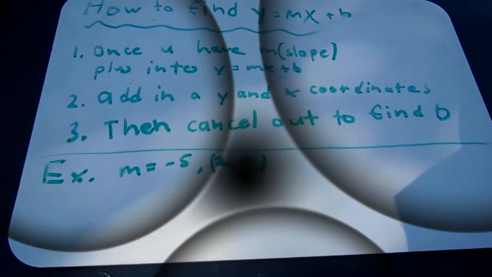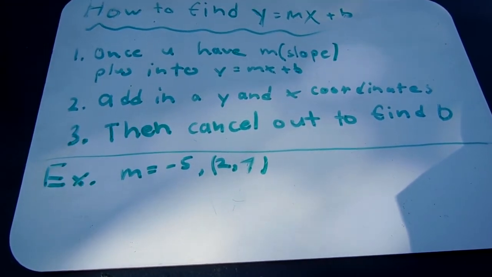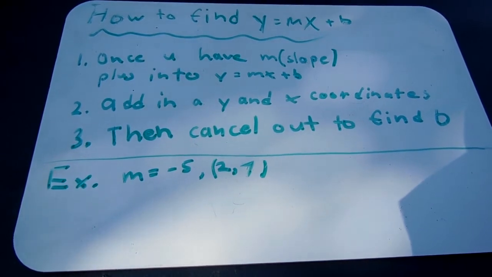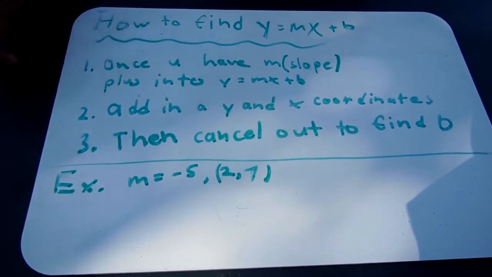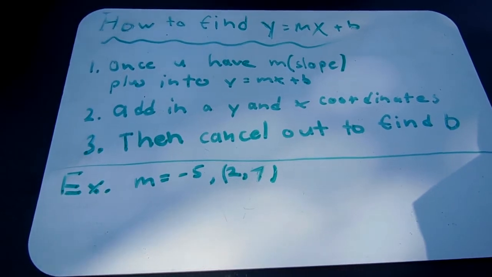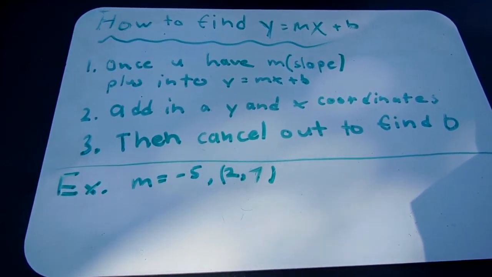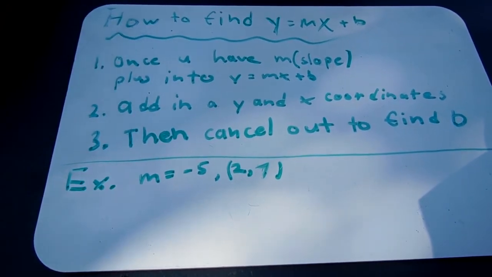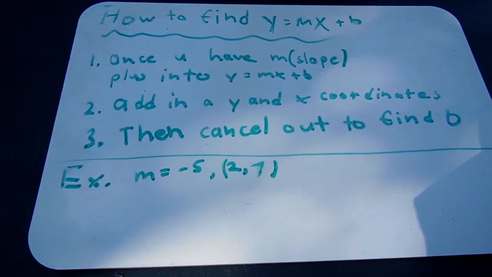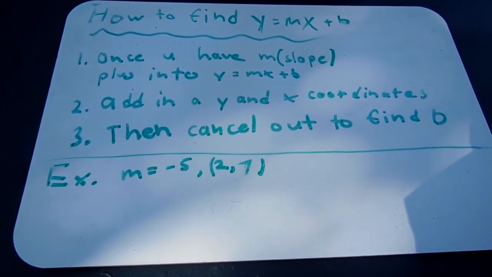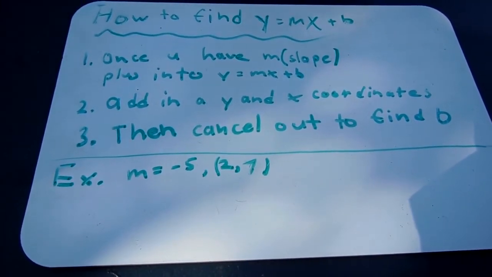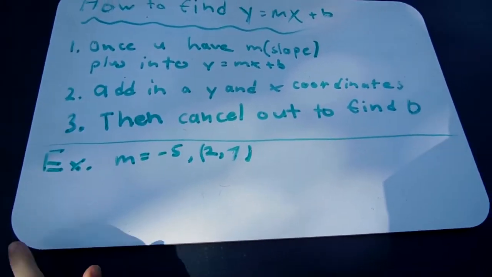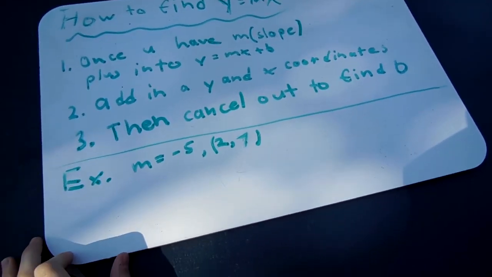So, this is how to solve an equation with y equals mx plus b. For your first step, once you find or have m, which is the slope, you want to plug it into your y equals mx plus b equation or formula. And then secondly, you want to plug in your y and x coordinates. And thirdly, you want to then cancel out to find what b is. Alrighty, so for an example.